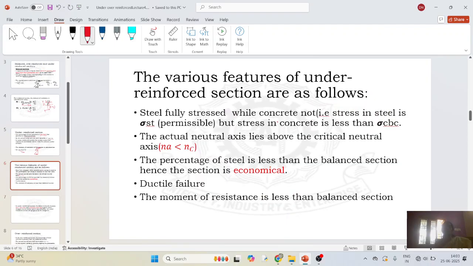Various features of under-reinforced sections are as follows. The steel is fully stressed while the concrete is not. The stress in steel, sigma ST, is permissible, but the stress in concrete is less than sigma CBC. So the actual neutral axis lies above the critical neutral axis. The critical neutral axis is where both materials reach their maximum simultaneously. This is the neutral axis, but in this case, the maximum stress is reached in the steel only, not in the concrete.